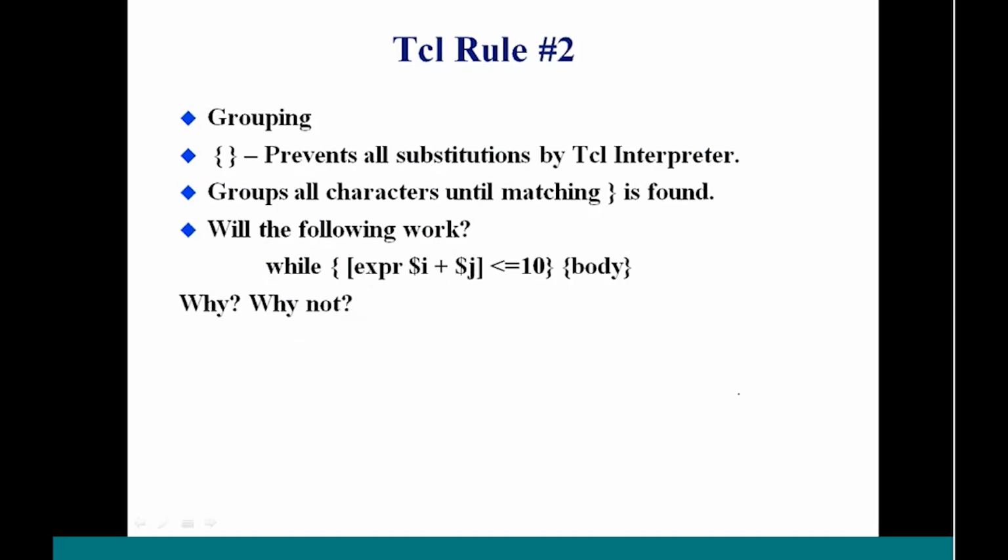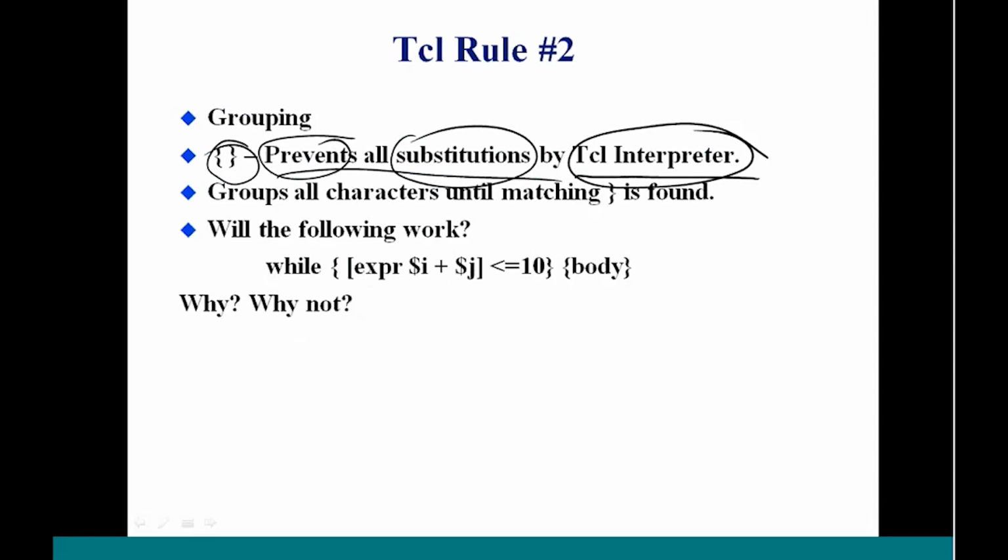So that comes to Tcl rule number 2. Rule number 2 is on grouping. Number 1 is the curly braces. This prevents all substitutions by the Tcl interpreter. So these two are very important. As you recall, the way Tcl works is we have the Tcl interpreter followed by the parser.